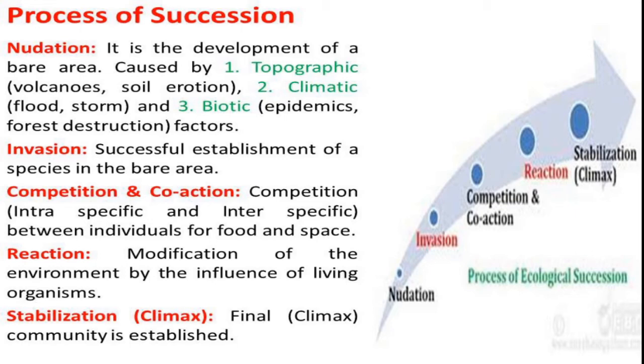The last stage is called stabilization. The terminal community or the climax community becomes more or less stabilized and remains in equilibrium with the climatic and the environmental conditions of that area. The stabilized community is also known as the climax community.